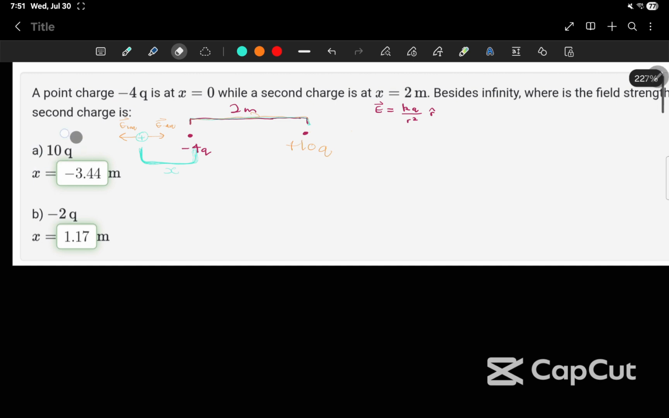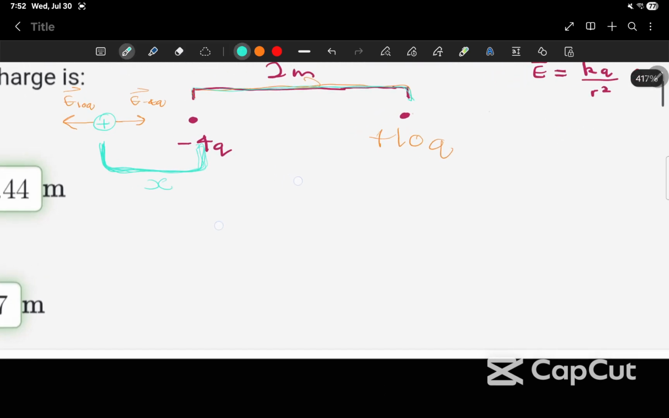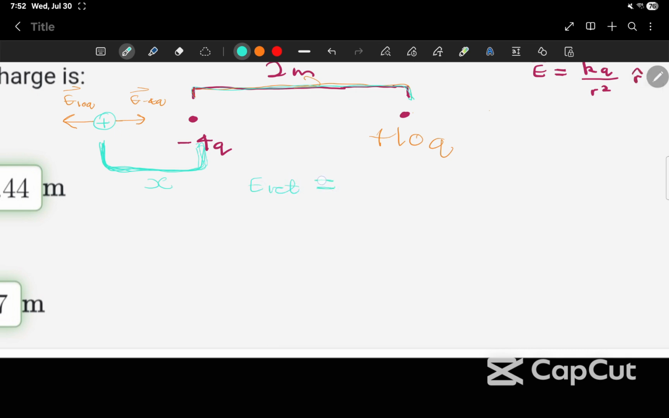Now I'll solve for part A first. So the second charge in that case is positive. So I've placed it here. Again, positive 10q and negative 4q. Now the equation I have to use in this scenario is this one. In particular, I am looking to use the magnitude equation of the net electric field like this. So the net electric field is equal to the electric field from the negative 4q charge plus the electric field from the positive 10q charge.